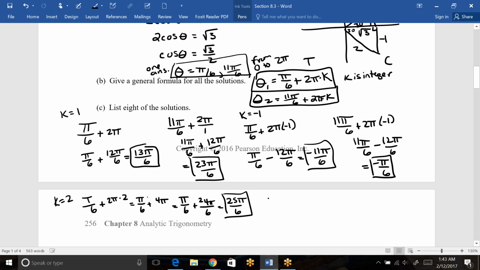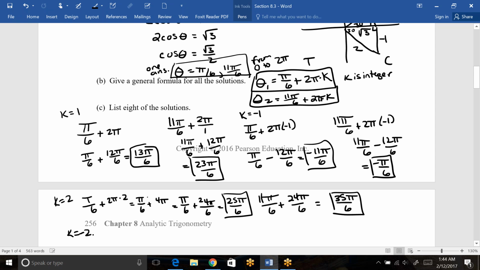And then we would need to do positive 2 in the other case. So 11 pi over 6 plus 24 pi over 6. That would equal 35 pi over 6.